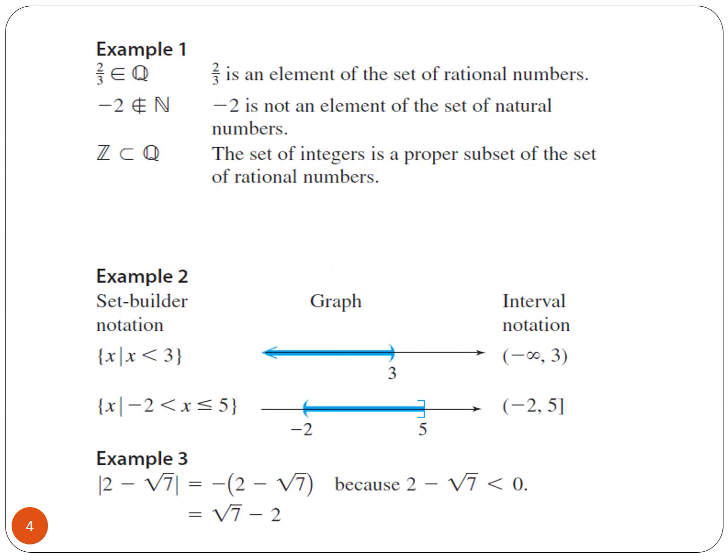Here are examples of the things we covered so far. 2 over 3 is an element of Q. This symbol here that looks like the letter E means that this element, 2 over 3, belongs to the set of rational numbers. 2 over 3 is an element of the set of rational numbers. Minus 2 does not belong to N. Minus 2 is not a natural number.